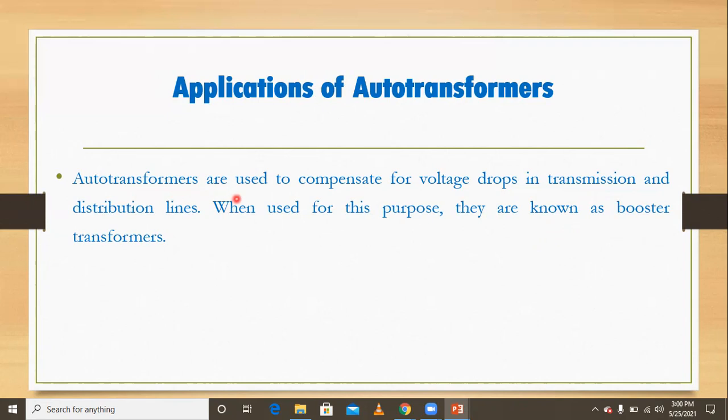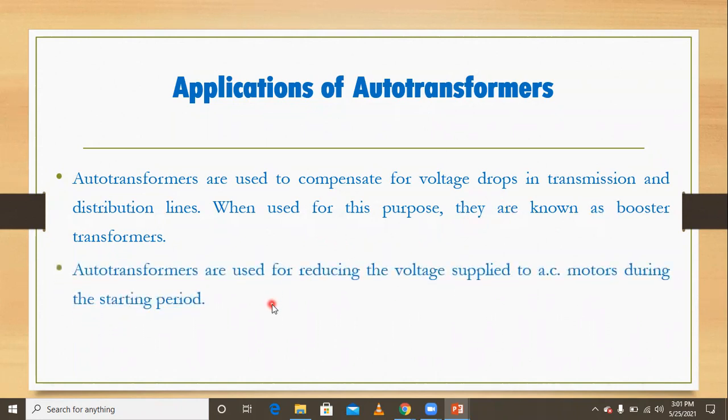Auto transformers are used to compensate the voltage drops. When power is transmitted from the generating station to the load, there is a voltage drop in the middle of the transmission lines. To increase the voltage levels, these booster transformers are used. This type of transformer is known as a booster transformer.